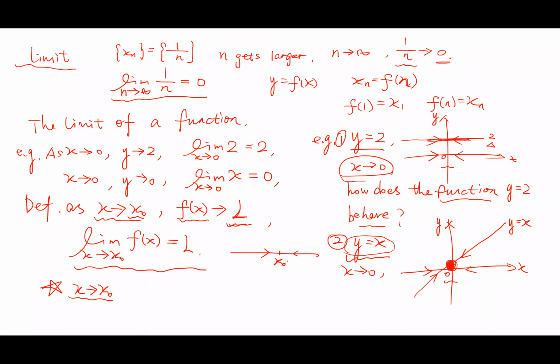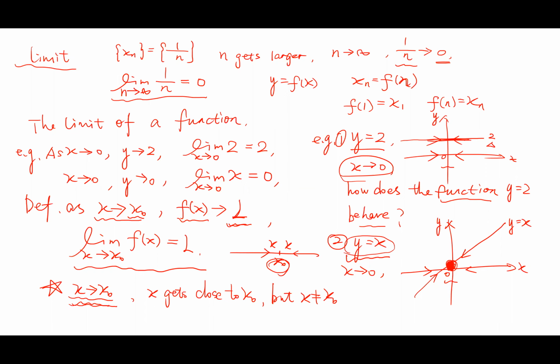And the second point I want to emphasize is that x approaches x0. We can let x get very close to this point x0, but x cannot reach the point x0. So x approaches x0 means x gets close to x0, on the left and the right, but not the point x0. Am I clear now? Okay.